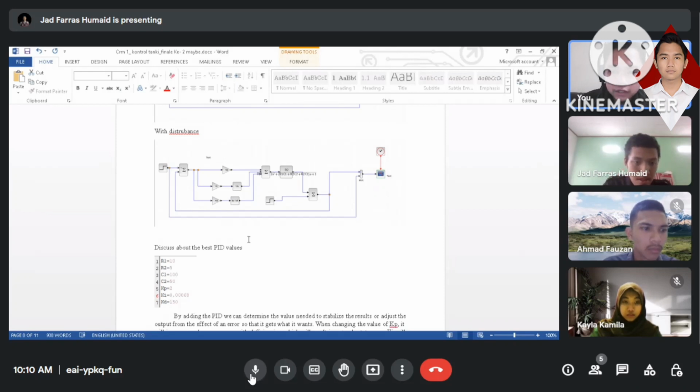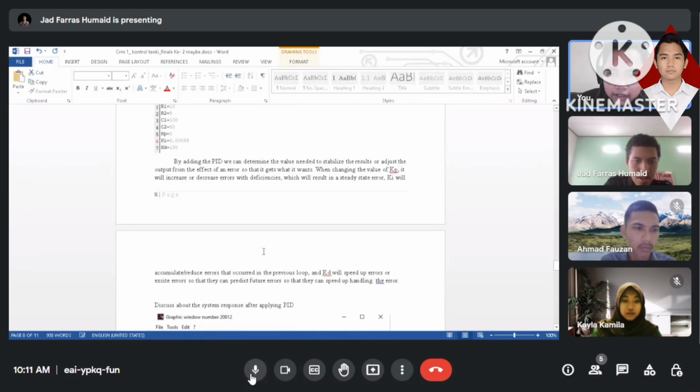For the parameters we use in the PID system, R1 is 10, R2 is 5, C1 is 100, C2 is 50, Kp is 2, Ki is 0.00068 and Kd is 150. By adding PID, we can determine the value needed to stabilize the result or adjust the output from the effect of an error, so that it gets what we want.